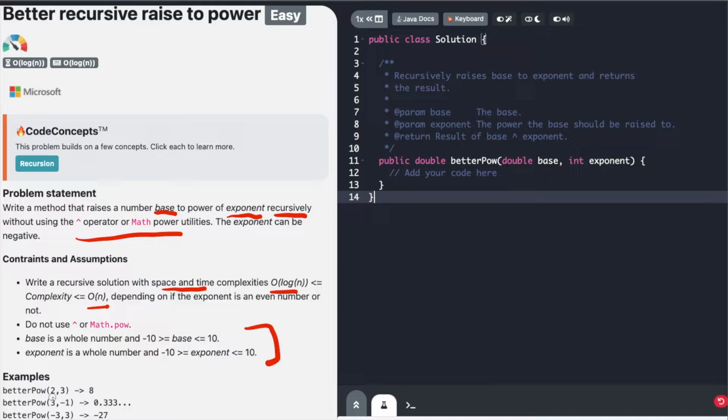Some examples here: input of 2 and 3, 2 to the third power is 8. Input of 3 and negative 1, 3 to the negative 1 power is 0.33. And negative 3 to the 3 is negative 27. So let's go to the whiteboard and sketch out a solution.